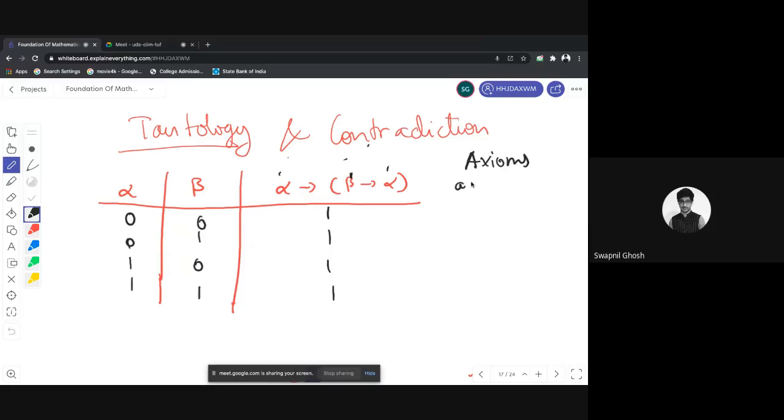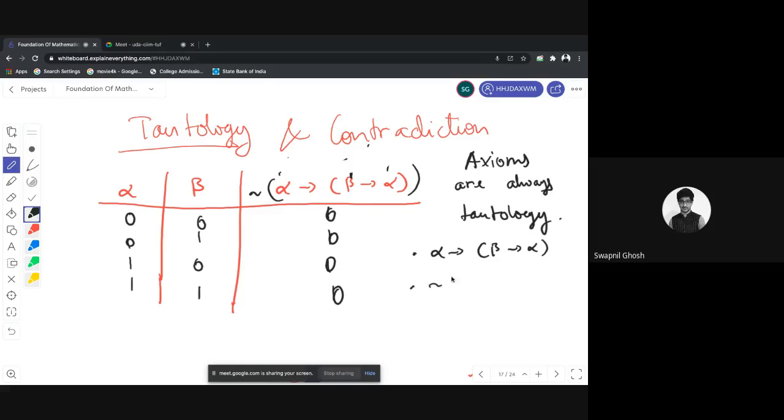Now, if you just take the negation of this, it will always be 0. So this is a contradiction. This is an example: this string of symbols, this formula, is always true, whereas this string of symbols is always false. We call this a contradiction and this a tautology.